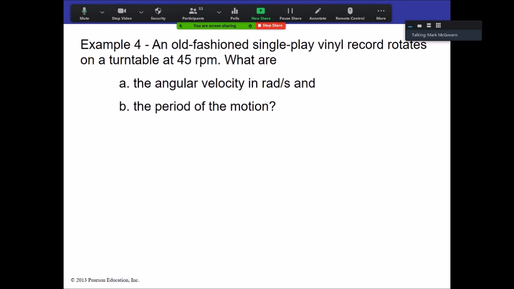But we can't use RPMs typically in our equations. They require things to be strictly SI. That would be radians per second. So we have to do that conversion. So let's look at that.